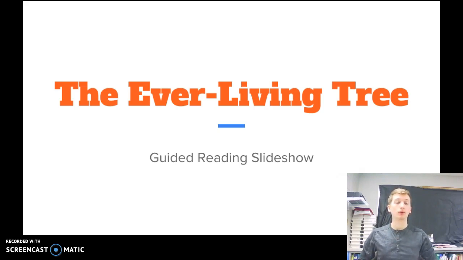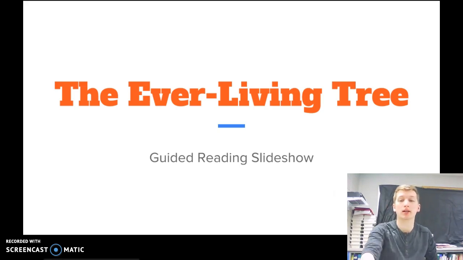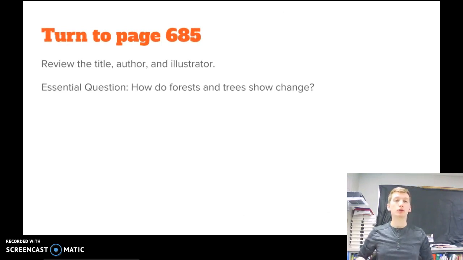So we are going over The Ever-Living Tree, this week's anchor text. So turn to page 685. Review the title, the author, and the illustrator. And then look at the essential question, which is, how do forests and trees show change? Remember, that's how do forests and trees show change from year after year, day after day. How do they change? How do they show it?